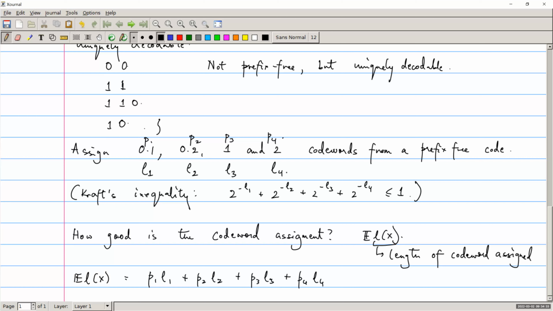Now obviously, something which has high probability should be assigned shorter code lengths. Realizations that have low probability, you can assign them larger code lengths. Now what we are going to show is that this will always be greater than the entropy.